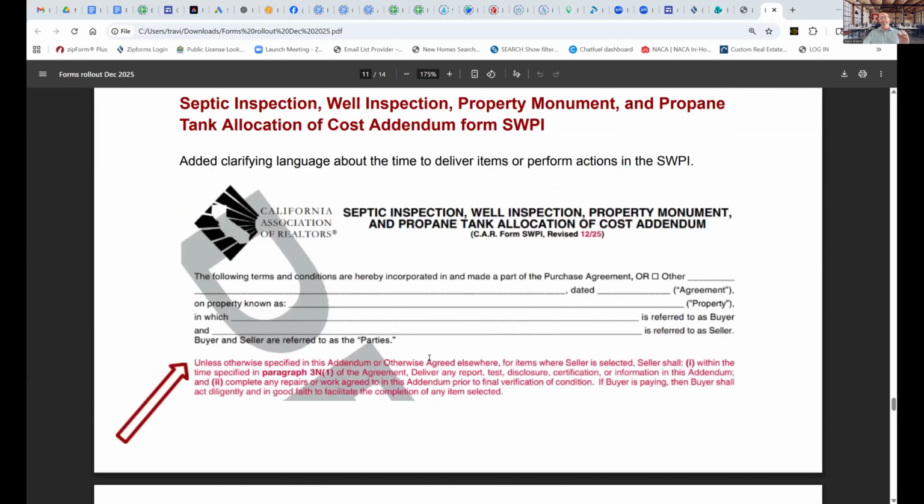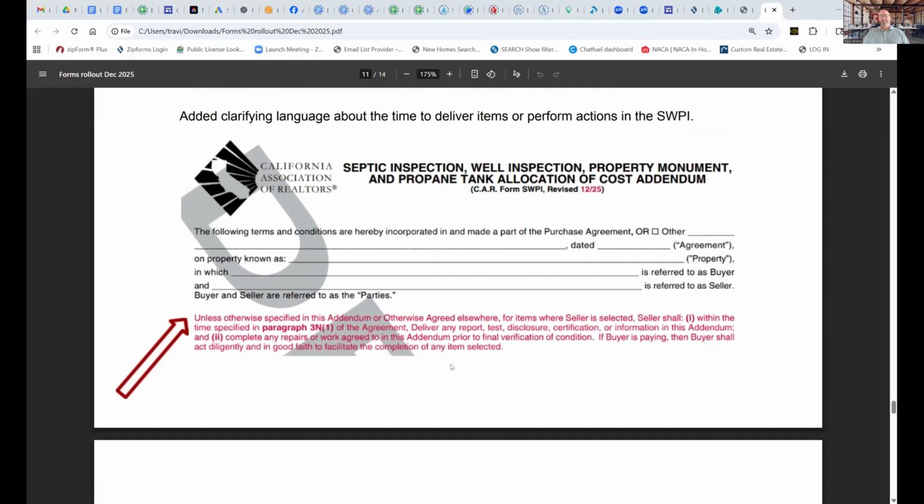And this is typically an addendum to the RPA. So if you are representing a buyer on a rural property that has either a septic, a well, they want the corners marked, or they have a propane tank there, any or all of the above, you'll want to use this form.